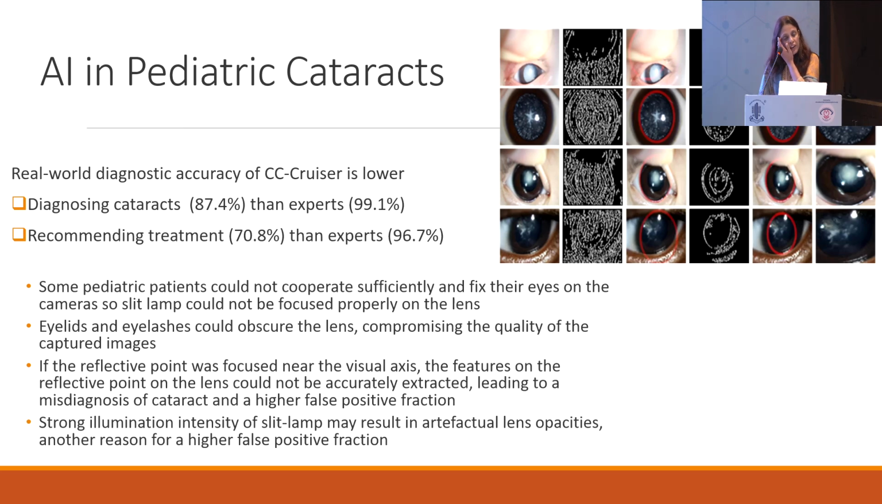However, the real-world diagnostic accuracy of this is much, much lower than that of the actual experts. This is obviously because of the problems which we face with the children. We are not able to capture good slit lamp images. Eyelids and eyelashes come in between despite our best efforts to capture the images. And also, if the reflective image is not centered directly on the visual axis, again, the quality of the image goes down. And so the segmentation which is done by the AI development machine learning goes haywire.